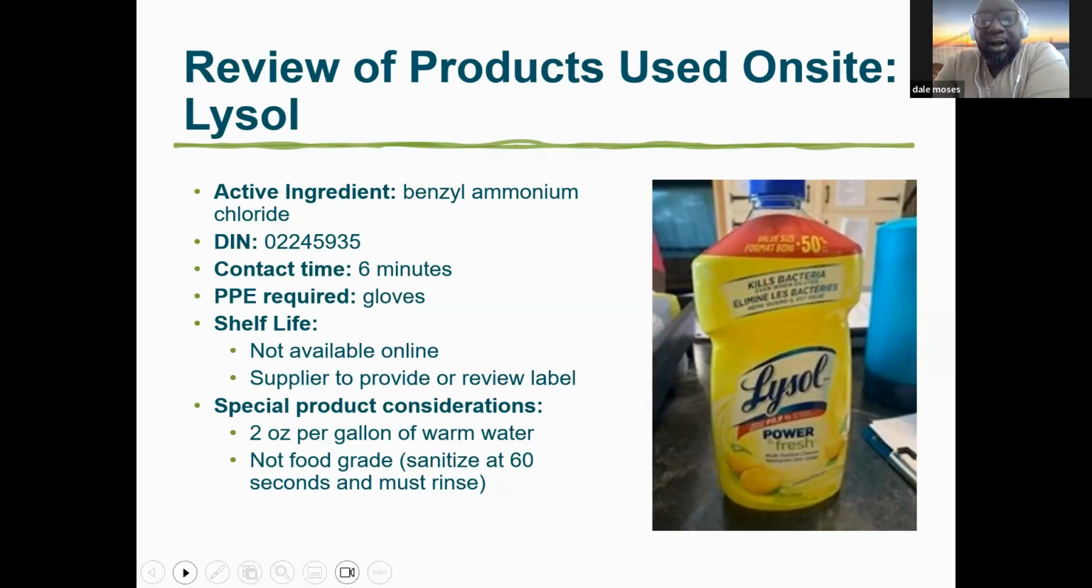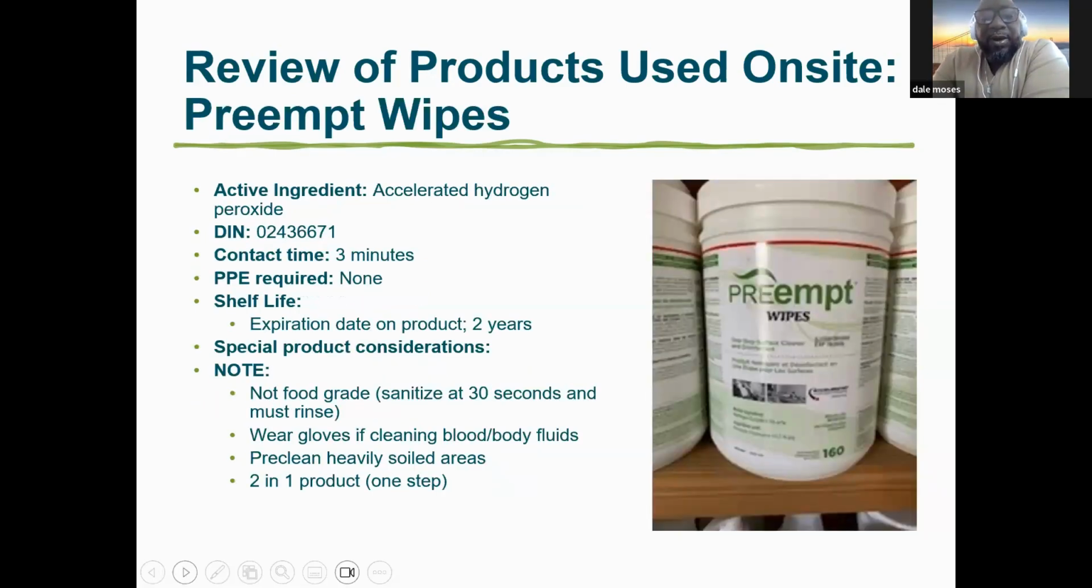Another one which I like using, I see this all over the place. It's really good. Accelerated hydrogen peroxide, H2O2, I like to call it. Again, DIN number. This one has a contact time of 3 minutes, which is great. No PPE is required. Has expiration dates and then special considerations, which you should always review. Not food grade, sanitize at 30 seconds and must rinse. Wear gloves if cleaning body and blood fluids, which we typically would do when dealing with blood or body fluids.